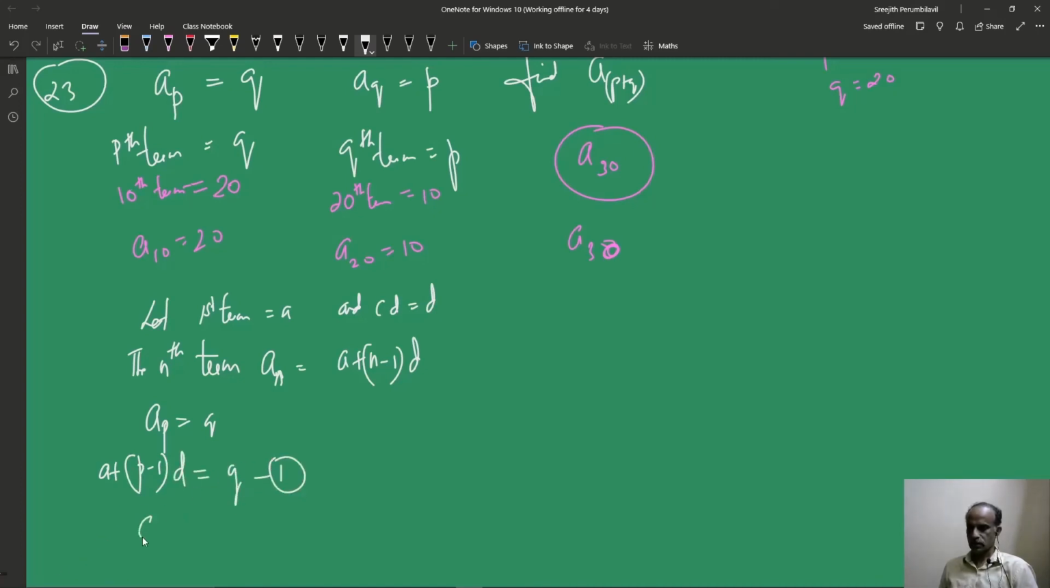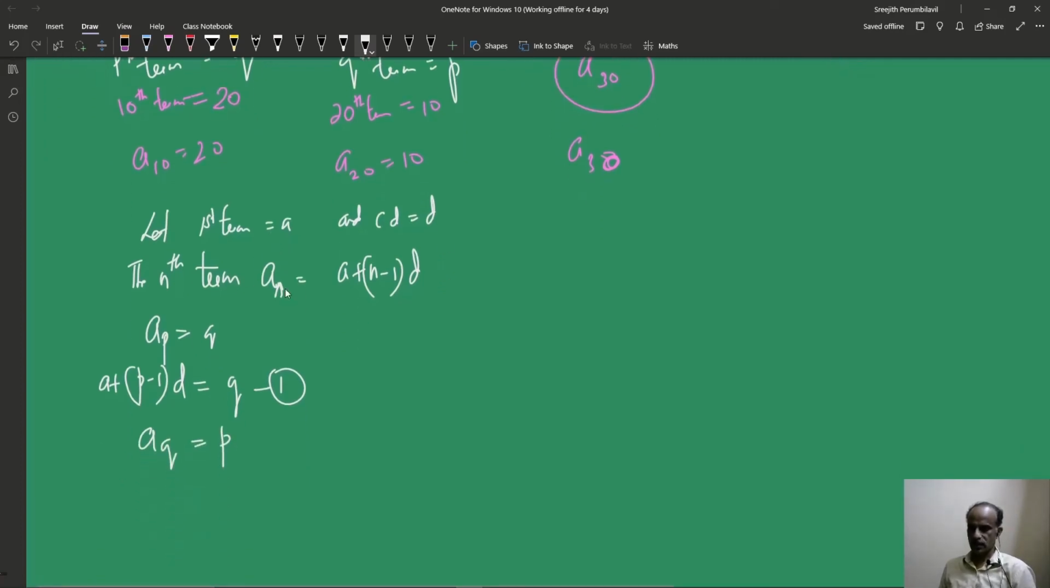Similarly, Qth term is equal to P. Nth term is this. How can you find the 10th term? I'll find A10 is equal to A plus 10 minus 1 into D. How do you find Pth term? A plus, in place of n, put n is equal to P. Here, put n is equal to Q. So what happens? A plus Q minus 1 into D is equal to P, relation number 2.